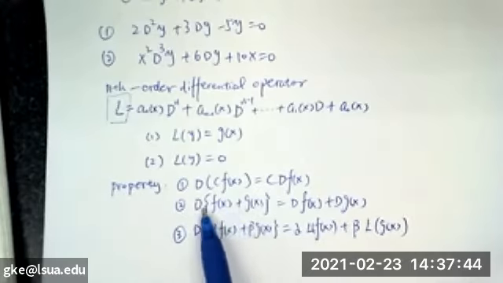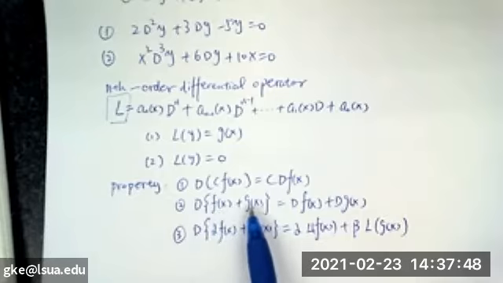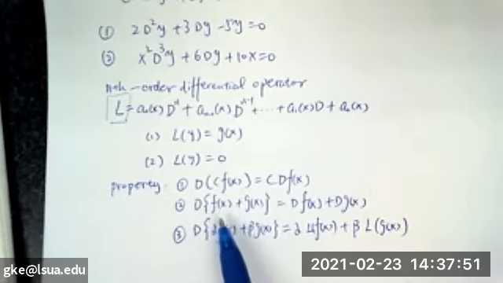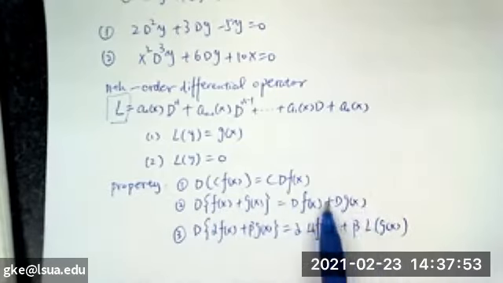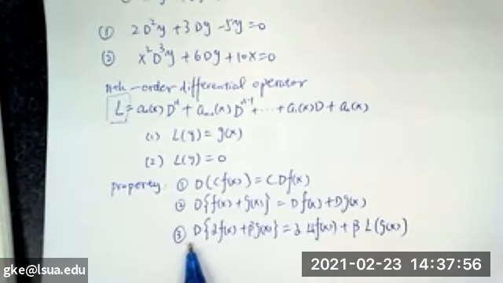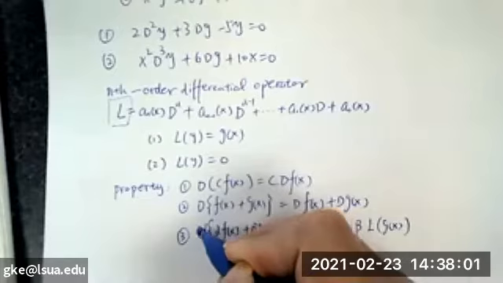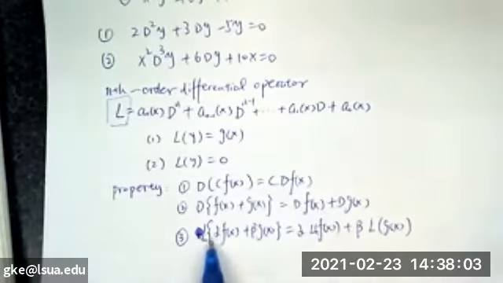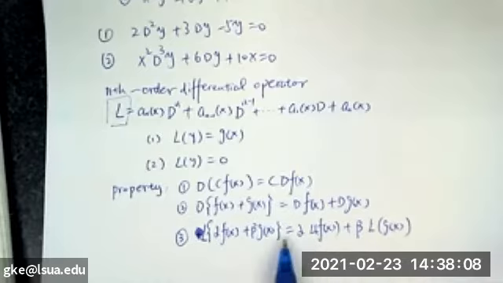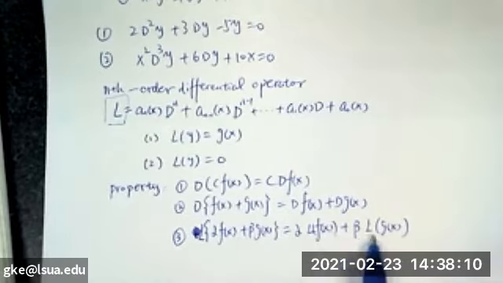The second one is the sum rule. If you take the derivative of the summation of two functions, you can take the derivative of each term. And the last one, that is L of a linear combination: if we have coefficients, of course, you can put the coefficients outside and take the derivative of each term. Okay. Now let's move forward.